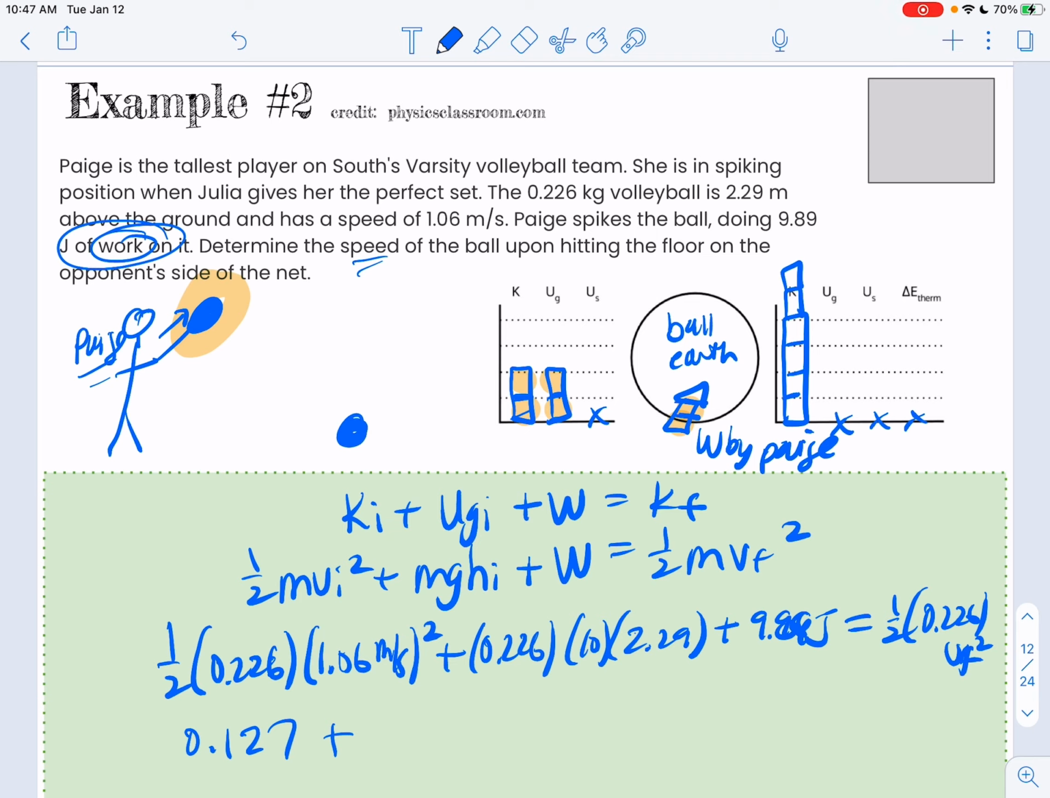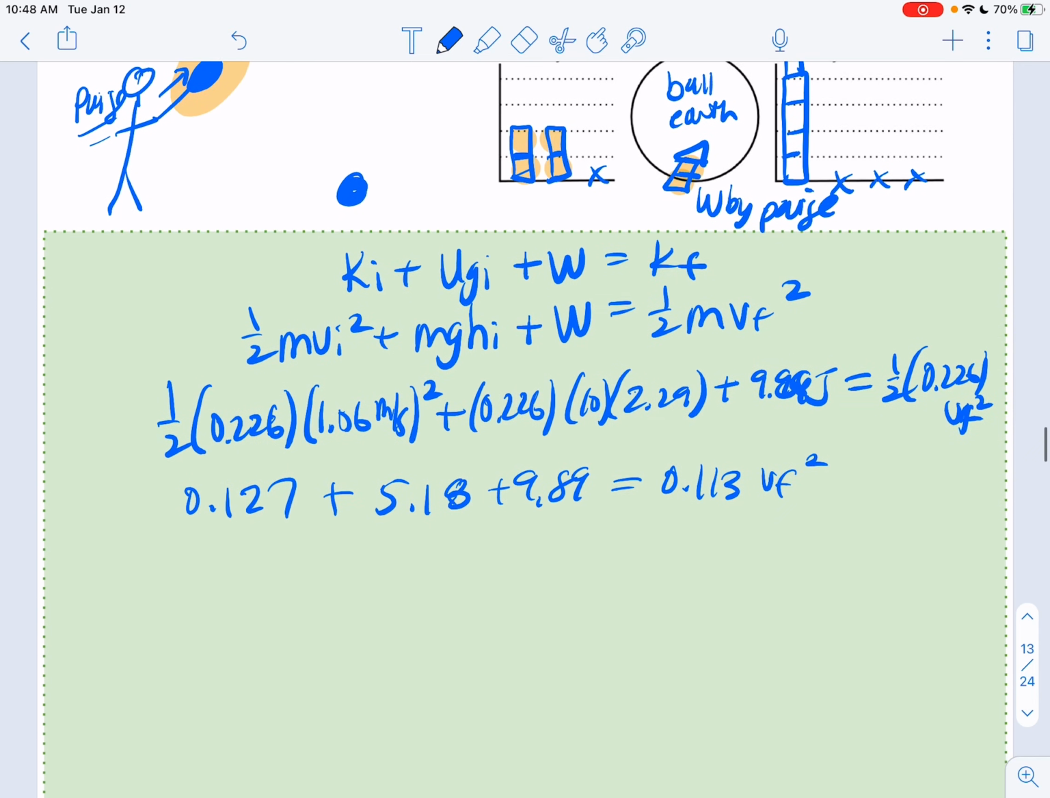0.226 times 10 times 2.29. If you use 9.8, it'll be slightly different, but don't panic. That's 5.18, plus 9.89, equals 0.113 v final squared.